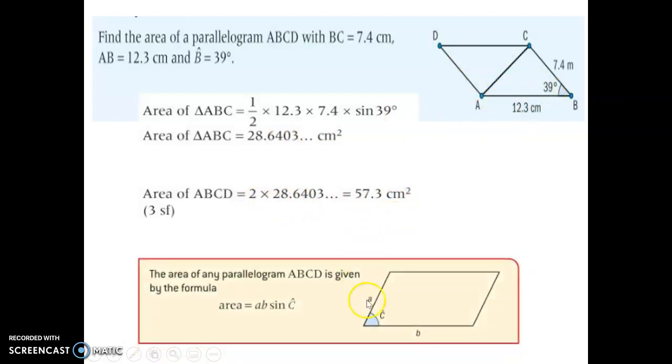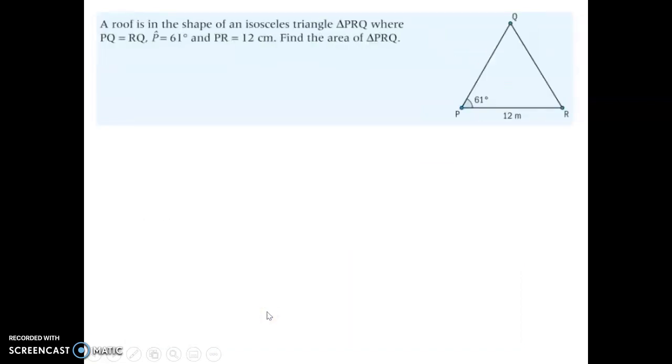That kind of brings us to this other rule here. If you want to find the area of any parallelogram, you can just use this formula: a times b times sine of the angle in between. It's the same formula we just used for triangle area. It's missing the half. And that makes sense because for the parallelogram, we no longer are talking about the half, we're talking about the full shape, so we just have that formula without the half. Okay, let's try another one here.